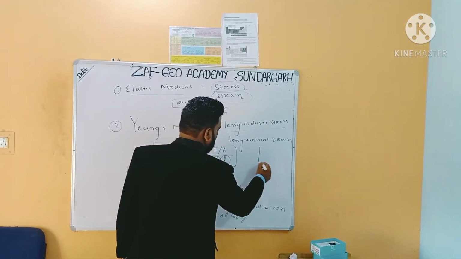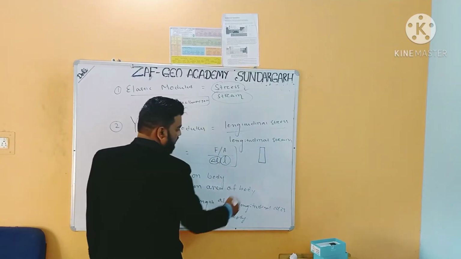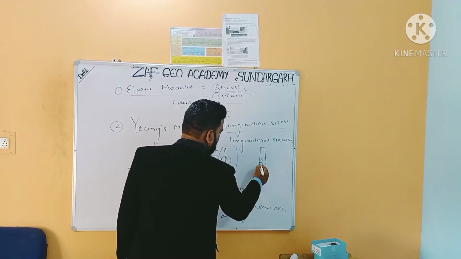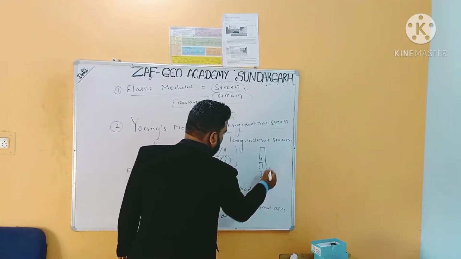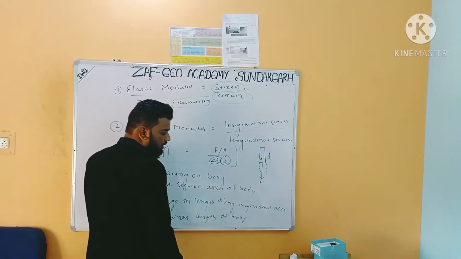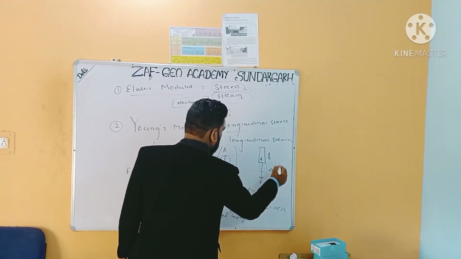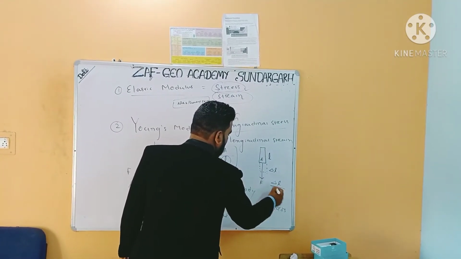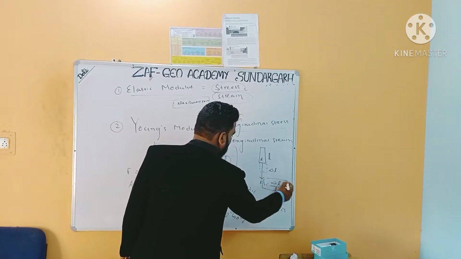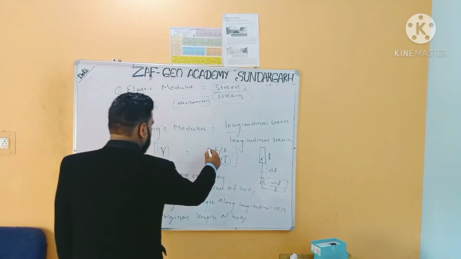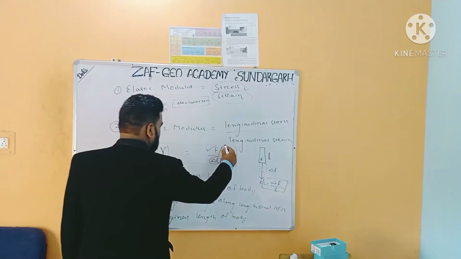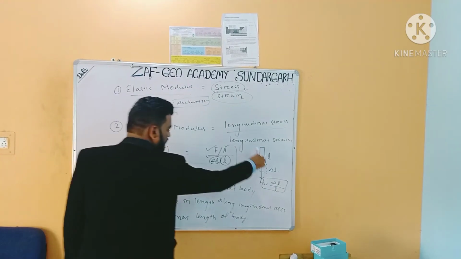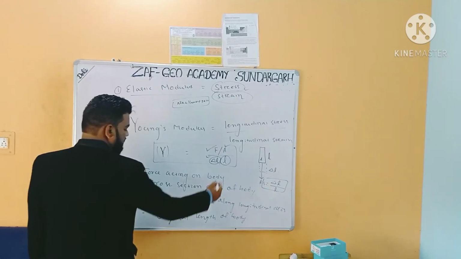Suppose this is a rod, and a force is applied here, and the area of cross section is A. So it will stretch. If this is the original length, the change in length will be there, and the strain will be the change in length divided by the original length. So here F is the force acting on the body, A is the cross section area of the body, ΔL is the change in length along the longitudinal axis, and L is the original length.